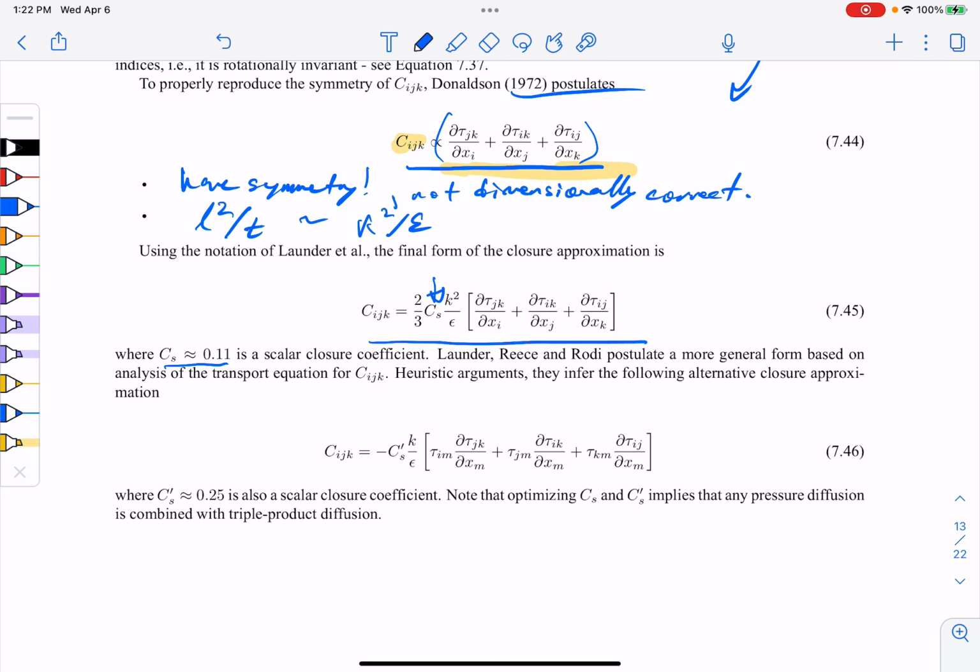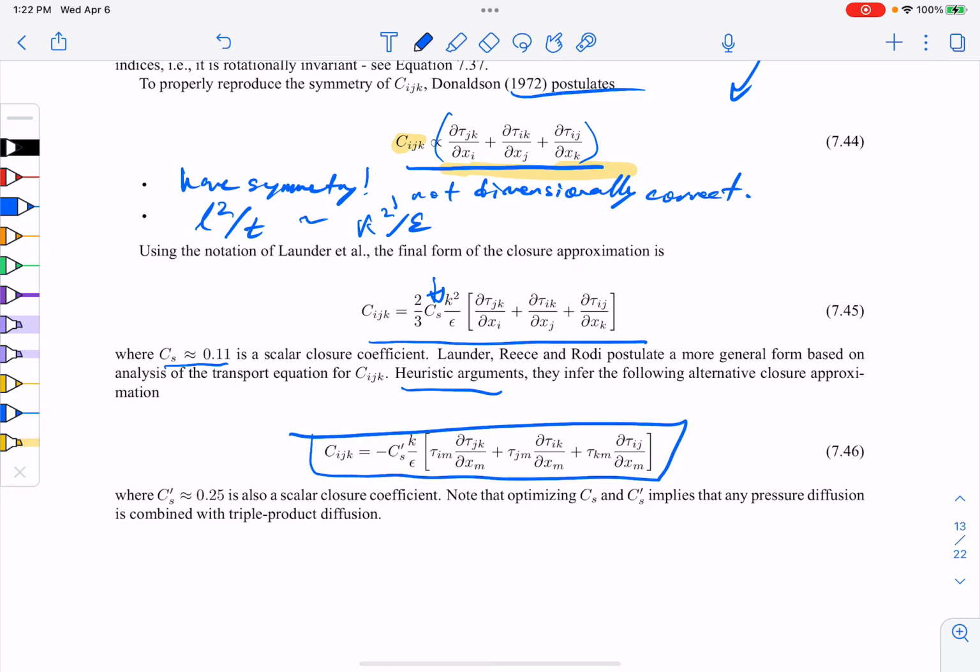Perhaps a slightly more general closure was also proposed, not mathematically rigorous, but just by arguments that might go like equation 7.46. So you just compare the two. There's just some extra tensors here. They're both dimensionally correct on the left-hand and right-hand side, and there's just a new constant coefficient, 0.25 here. So anyway, we'd have to optimize these against some sort of experiments.